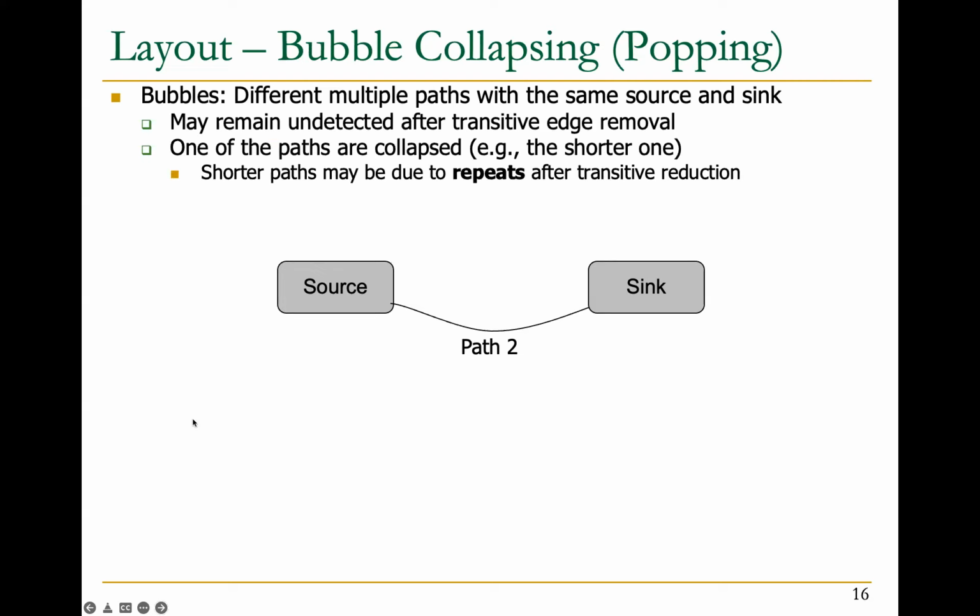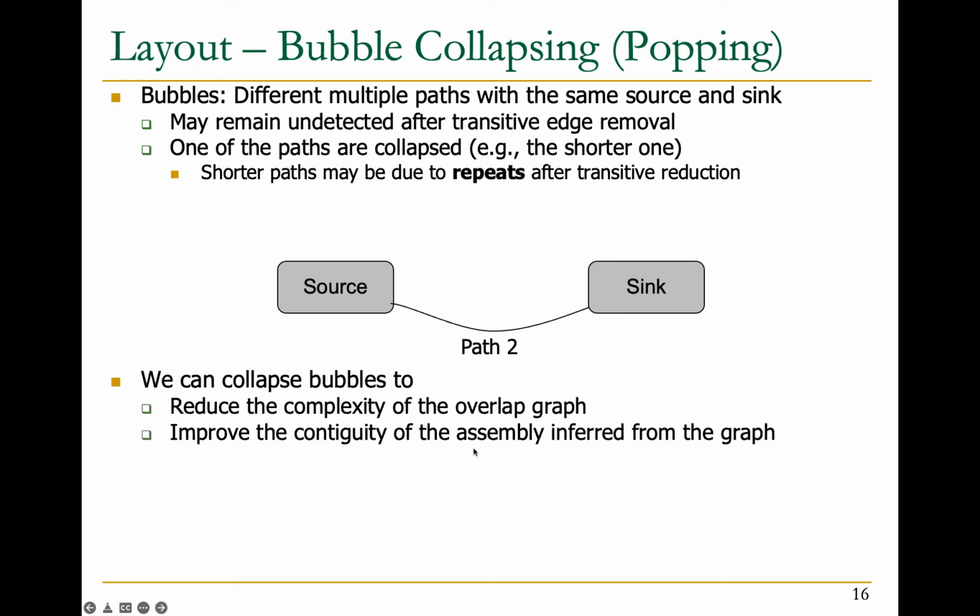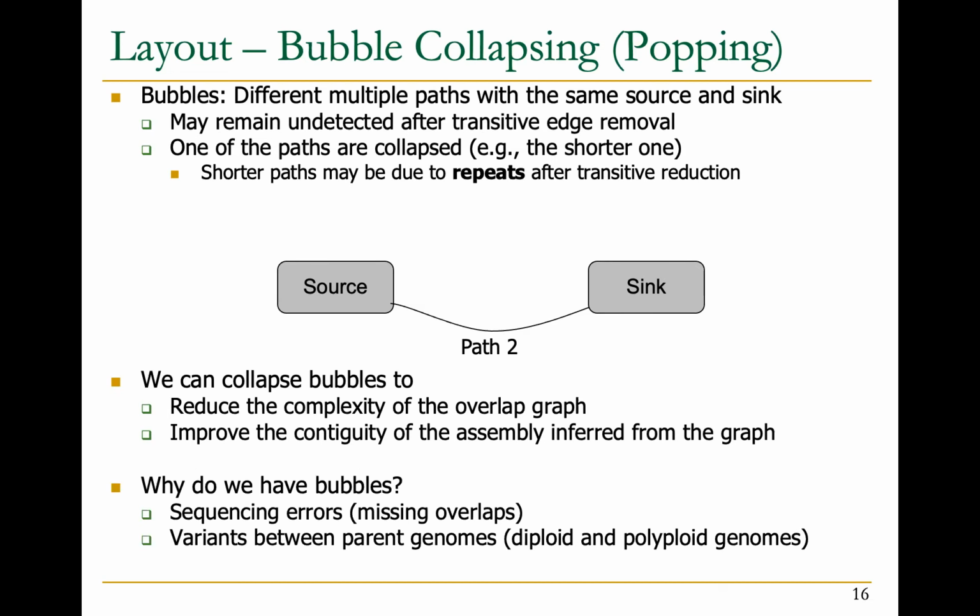So the idea is that one of the paths can be collapsed, and usually the shorter one is collapsed, because we know that shorter paths may be due to repeats. After transitive reduction, there's this analysis, and then we tend to collapse the shorter one such that we remove the bubbles in the graph as well. We can collapse bubbles to reduce the complexity of the overlap graph and, of course, improve the contiguity of the assembly from the graph. So bubble collapsing helps a lot as well.